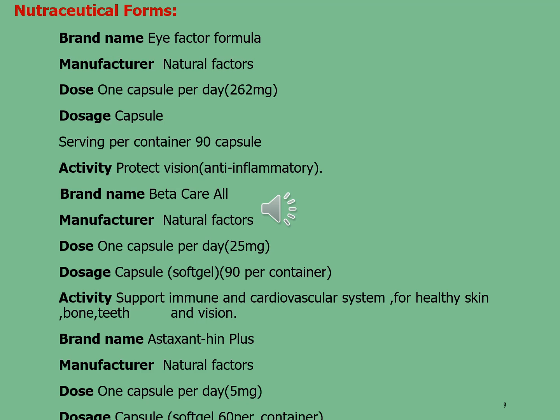The second brand is Beta Care All. It is manufactured by Natural Factors and we take its dose 25 mg per day. It is formulated in soft gel capsule. The activity of this brand is to support the immune system and cardiovascular system, for healthy skin, bone, teeth and vision. The last brand is Astaxanthin Plus. It is also manufactured by Natural Factors and we take its dose 5 mg per day. It is formulated in soft gel capsules and its activity is antioxidant.